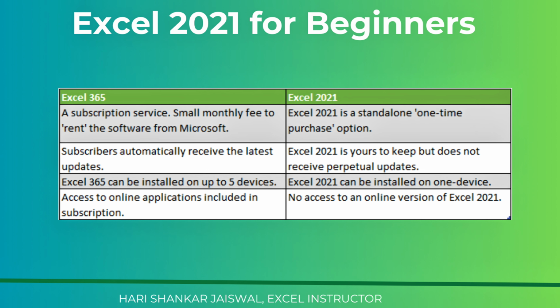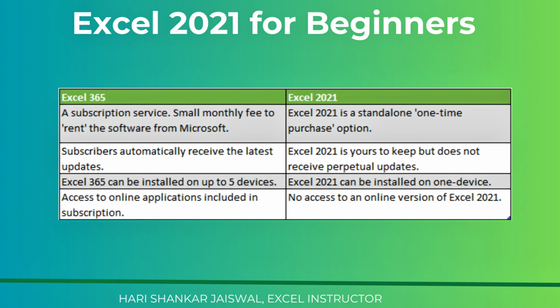So if you're in a household and you have a laptop, maybe an iPad, maybe another PC, if you have a subscription, you can install your Microsoft applications on 5 different devices. With Excel 2021, because it's not a subscription service, it can only be installed on one device. I would say that this is a general rule. There are methods you can use to try and get that onto another PC, but in general, one device only.